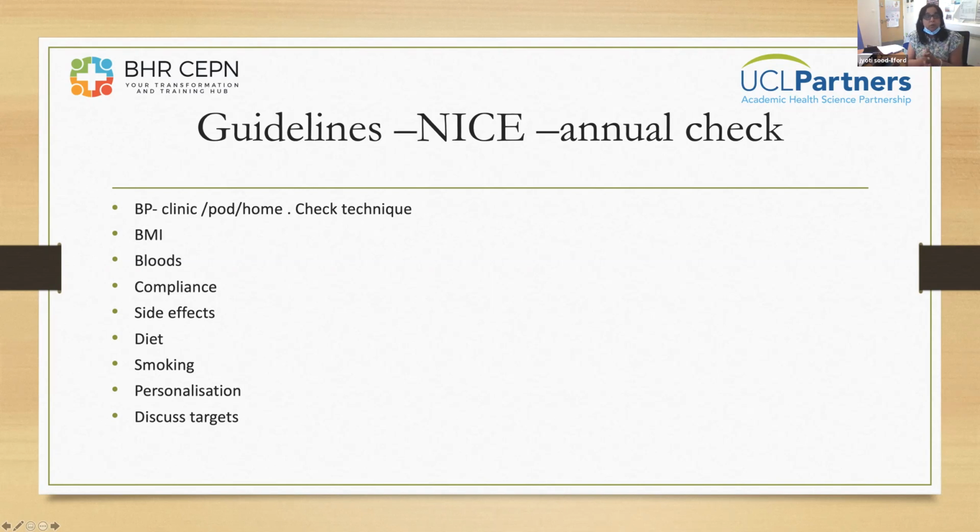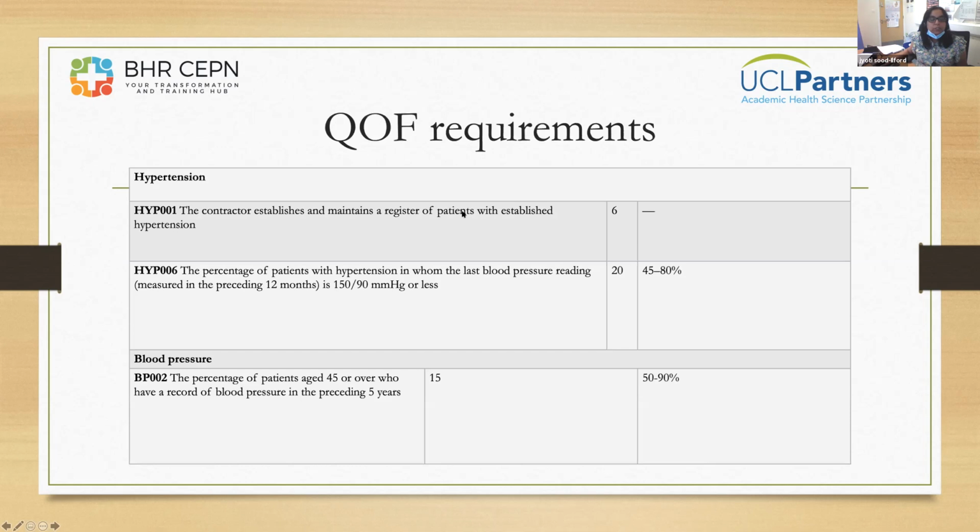I can't really go for a half an hour walk every day, or whatever that is. So you need to know the lifestyle and see what works for them. And of course you discuss targets. Okay. And next slide. There is one thing missing here, which is urine.